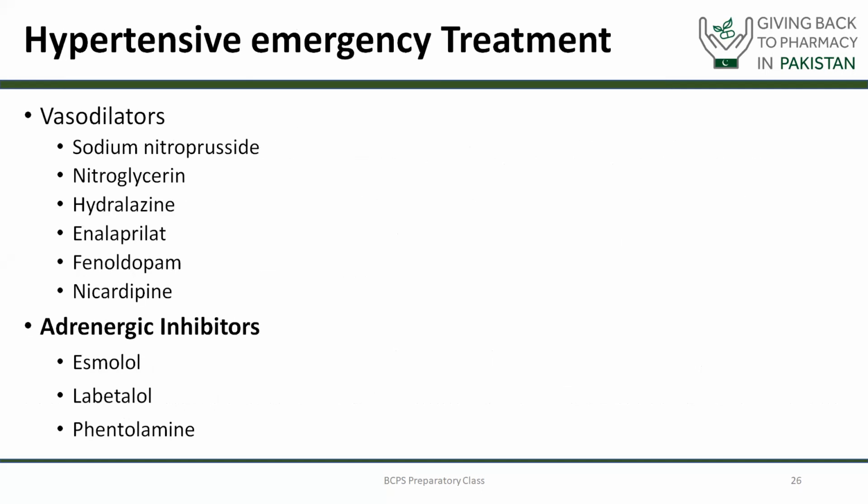For hypertensive emergency treatment, usually we give vasodilators, beta blockers and adrenergic inhibitors. There is a rule that if the heart rate is above 90, you give beta blockers, and if it is below 90, you can give a vasodilator. It's a general rule, because if it is above 90 and you give a vasodilator, there will be reflex tachycardia and the heart rate will increase. If it is greater than 90, the beta blockers will support in both ways.